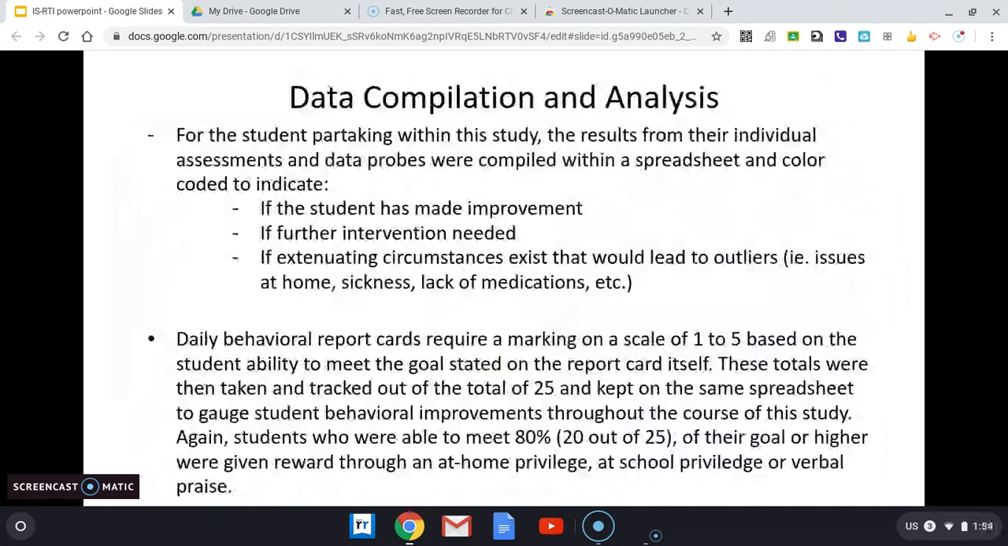The results were meant to reflect if the student needs to make improvement, if intervention is needed, if extenuating circumstances existed that would lead to outliers such as issues at home, sickness, or lack of medication. And then like I said, the daily report cards are a 1 to 5 score. If the student was able to meet 80%, which would be 20 out of 25 for the 5 days that they were observed, they were given a reward as an at-home privilege, an at-school privilege, or verbal praise. The privileges range from online access, free time, extra treats, stuff like that.